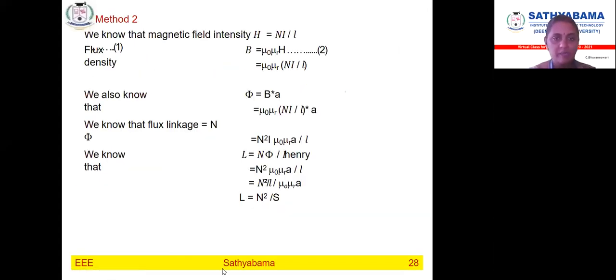The same expression one more time. We know H is equal to Ni by L, or B is equal to mu naught mu r H. Now in place of H, I'm going to substitute Ni by L. So this will be mu naught mu r Ni by L. Flux is also given by magnetic flux density into area. So in the place of B, we substitute mu naught mu r Ni by L into A. Now this is substituted in the main formula of L. L is equal to N phi by I, and rearranging we get L is equal to N square by S. Any doubts here? You can post me in the chat box.